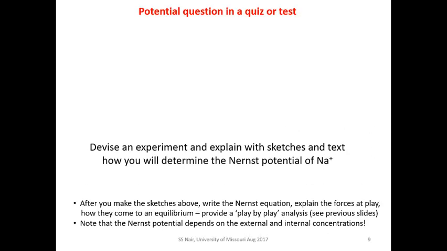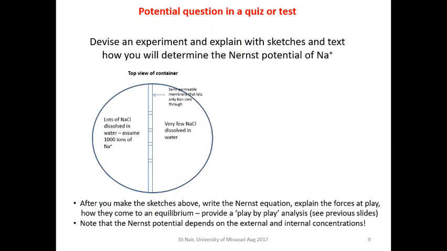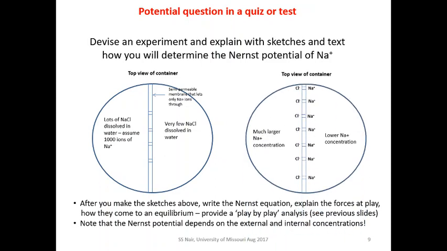So here's a potential question in a quiz or a test. Devise an experiment and explain with sketches and text how you will determine the Nernst potential for sodium. If you're asked this question, here's what you're supposed to do. This is again a summary of what we have done in the previous slide. So I'll suggest you take time to understand all this. I won't go over the slide. This is a potential question you may get asked, and we tell you how you should answer this.